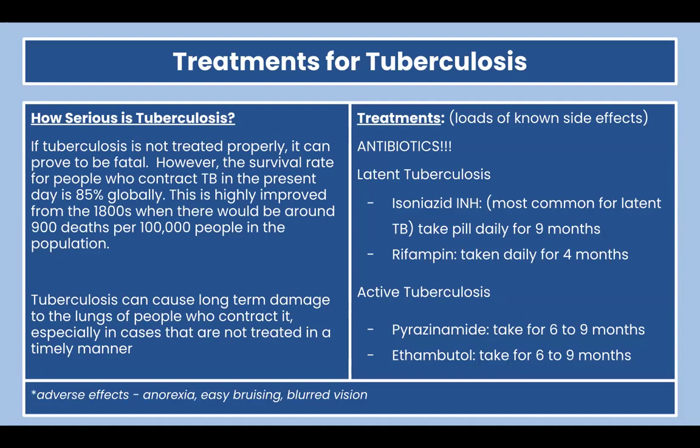For latent tuberculosis, they use isoniazid and rifampicin, and then for active tuberculosis, they use pyrazinamide and ethambutol. And there are a few different adverse effects, but the most common are anorexia, easy bruising, and blurred vision.